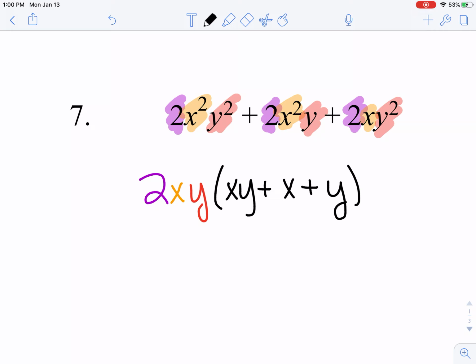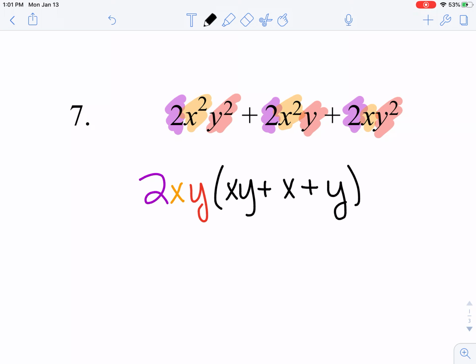Alrighty, so if we look at this one, as you can see in purple, I've highlighted our 2's that are our leading coefficients for each of my terms. So I have those 2's, I pulled that 2 out, and then I highlighted in orange my x's. So in that first term I have an x squared, in the second term I also have an x squared, but in the third term I only have one x. So I can only pull out an x and not an x squared since that third term only has the one x.